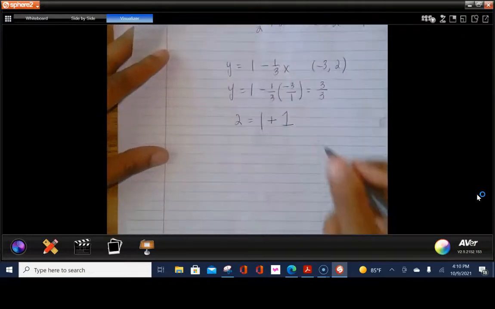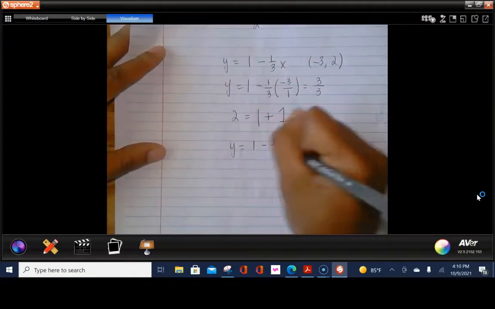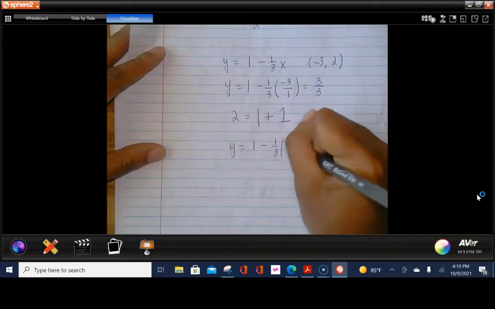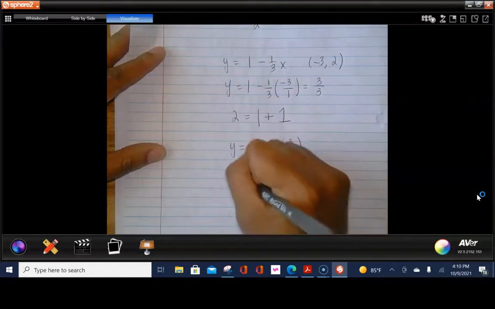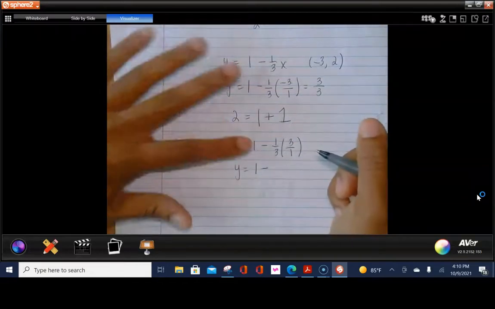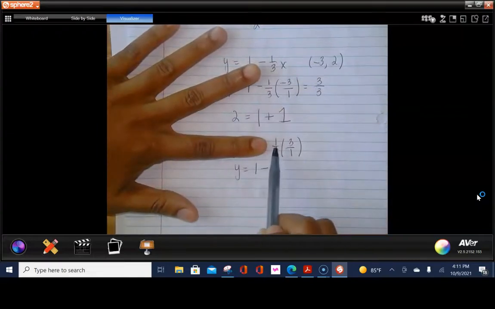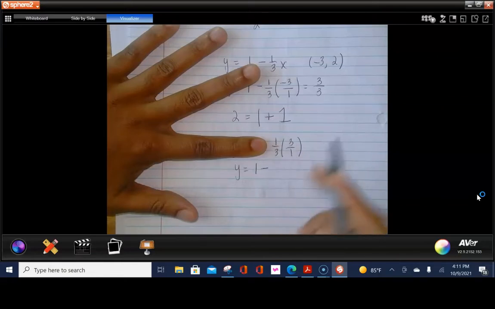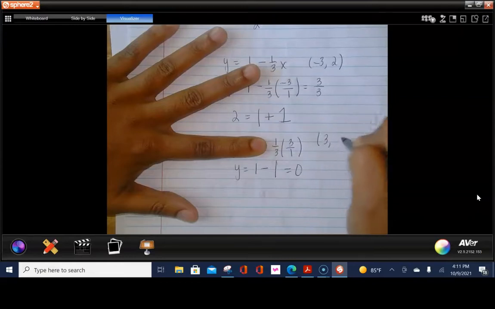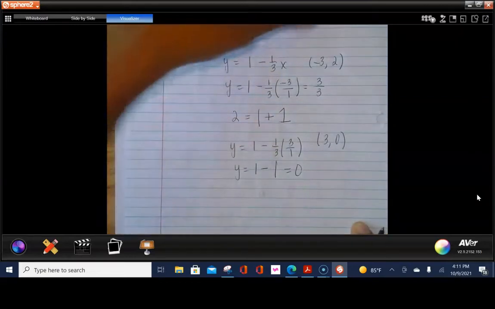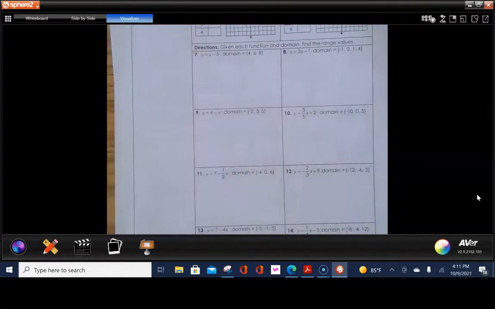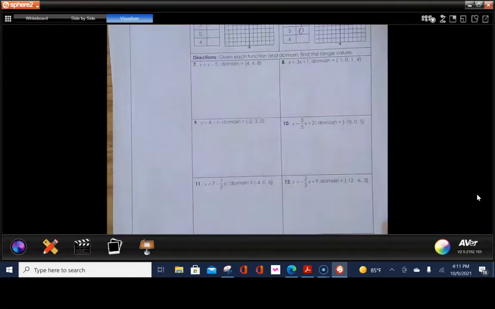All right, so I'm going to show you it again with positive 3. So I have y is equal to 1 minus 1/3 times positive 3 over 1. Y equals 1 minus, and again, I'm just going to cover this up, and this is 1 times 3 is 3. On the bottom, 3 times 1 is 3. 3 divided by 3 is just 1, so my output is 0. So when x was positive 3, the output was 0, which is an x-intercept. 3, 0.